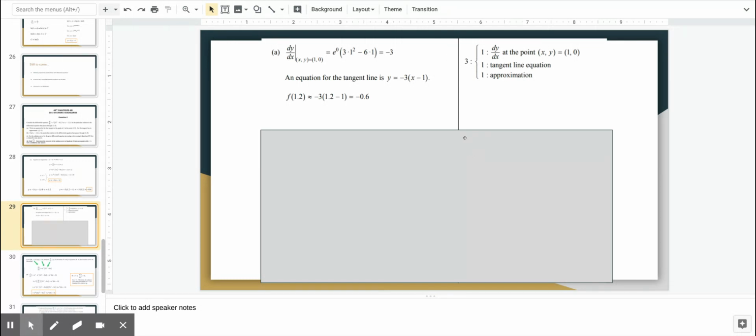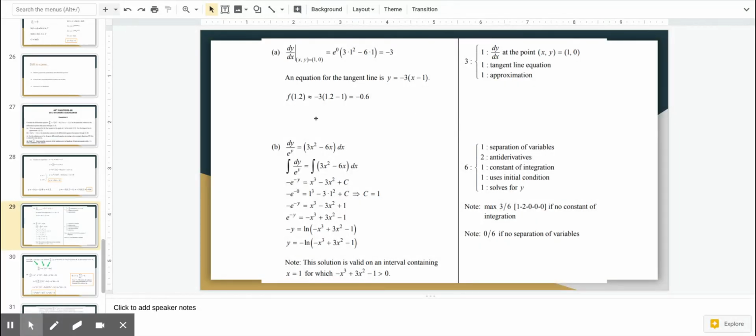points to get. All right, part B, I'm not going to go over a whole lot, just to spare some time, and we've also already done this, but I will show it to you. So part B was finding the particular equation that goes through the point (1, 0). So now you're actually finding the curve itself. And if you were to do that, we will be separating variables.